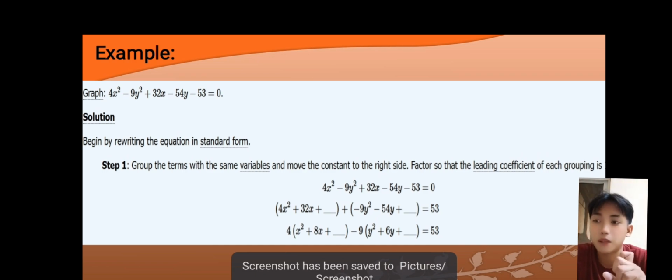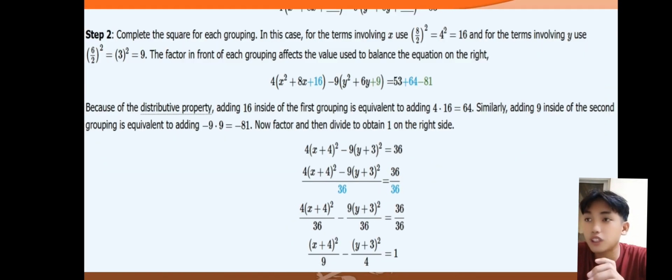So here, make room so that we can complete the square. We have 4 times the quantity of x squared plus 8x plus blank, minus 9 times the quantity of y squared plus 6y plus blank, is equal to 53. So let's move forward. Complete the square of each group. What is the formula in completing the square? The quantity of b over 2 squared. So for x squared, 8 over 2 is equal to 4, then 4 squared is equal to 16. Same as 6 over 2 is 3, and 3 squared is equal to 9.